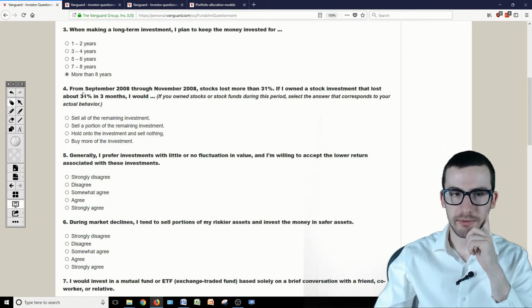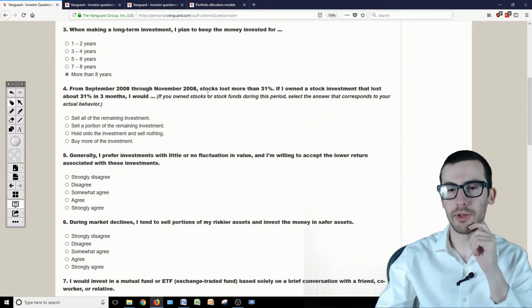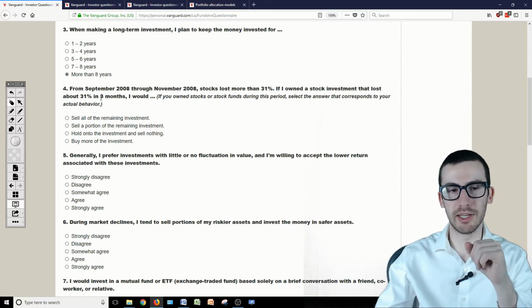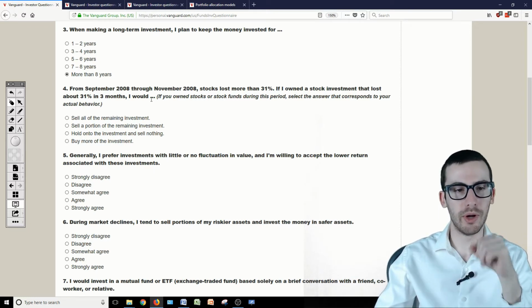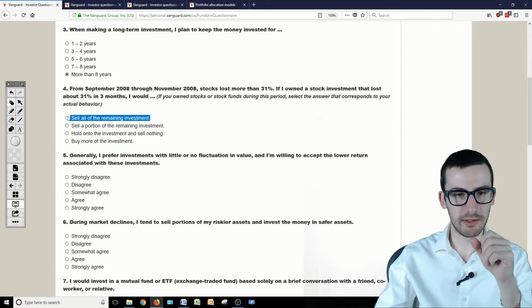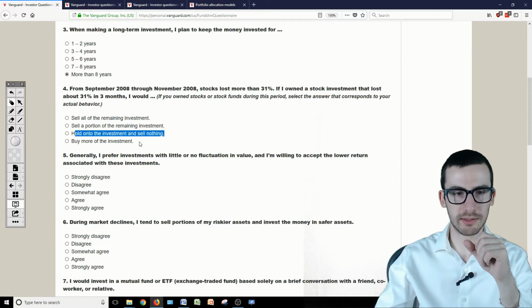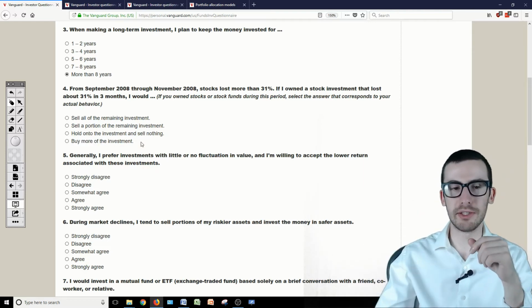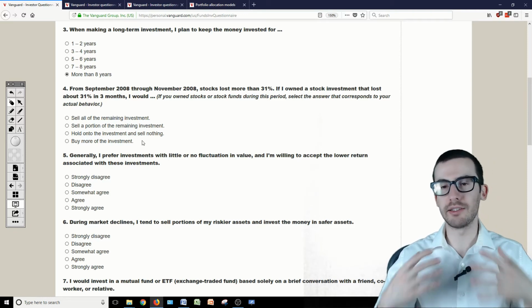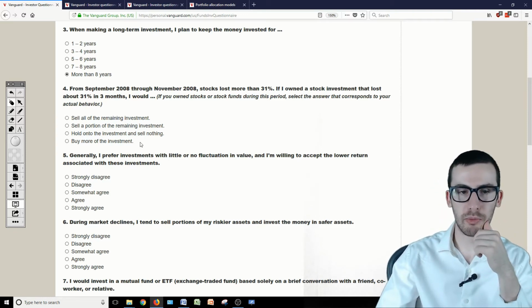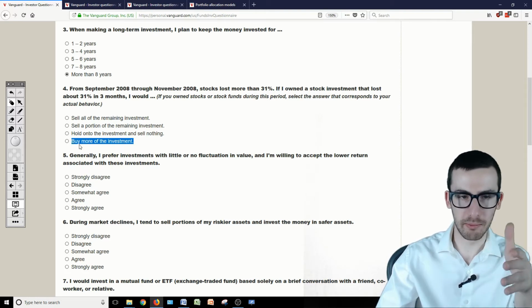It's saying from September 2008 to November 2008, stocks lost more than 31%. If I owned a stock investment that lost about 31% in 3 months, I would what? So the options are sell all of the investment, sell a portion, hold on to the investment, or buy more of the investment. So if you're already thinking about this, you know that if you personally want to see an allocation with more risky assets like stocks, the answer would be buy more of the investment.